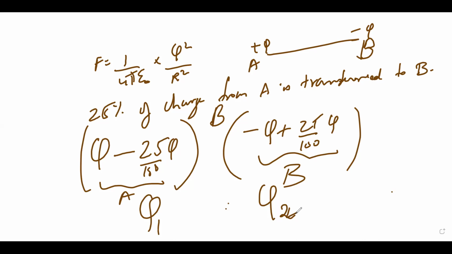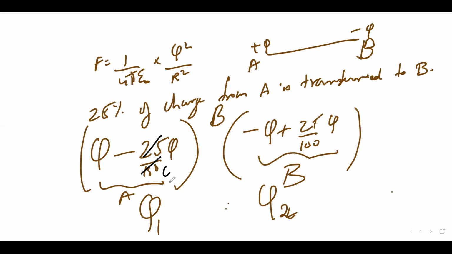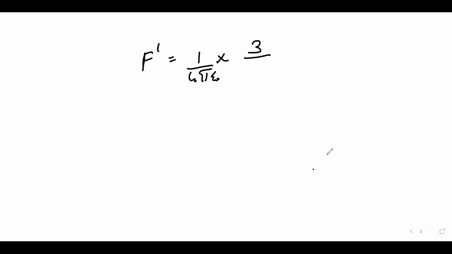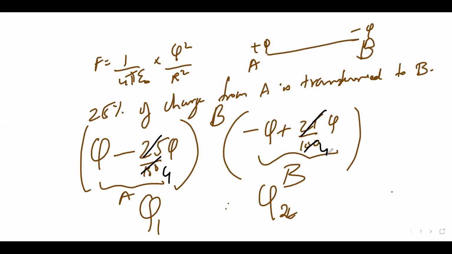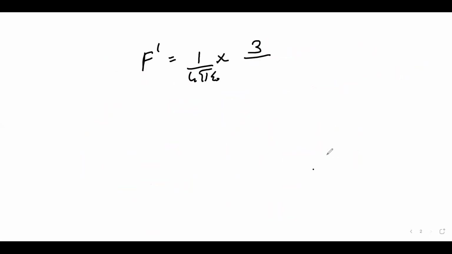Okay. So coming to this, what is my new electrostatic force? F dash, 1 by 4 pi epsilon naught into, what is my Q minus Q by 4? So if I take this, 25 fours are 100. So this is Q by 4, right? So 1 minus 1 by 4 is 3 by 4. So 3 by 4 Q, and here also it will become what?